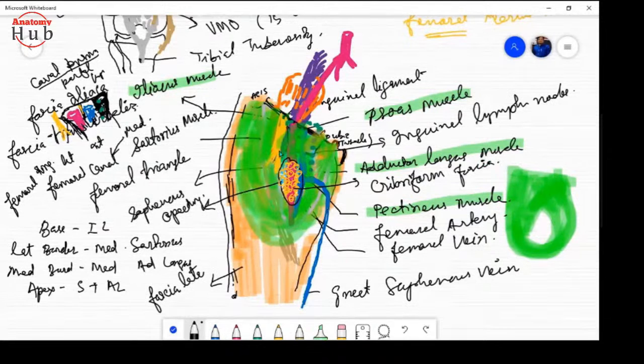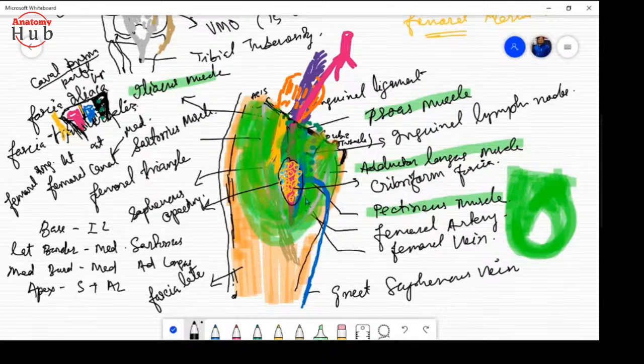Okay, what do you mean by cribriform fascia? Cribriform means it is porous, no? It means it is very loose connective tissue, and it is also filled with fat pads, right? So it is nothing but the saphenous opening, and this saphenous opening is filled by the cribriform fascia, okay?